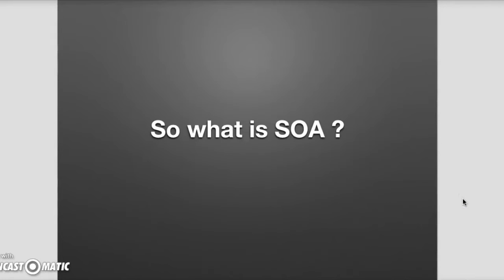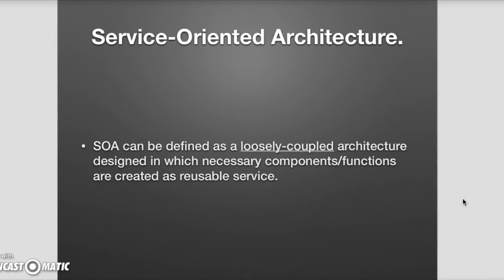If one asks two people to define SOA, one is likely to receive two very different and possibly conflicting answers. Some say that SOA is an IT infrastructure for business enablement, while others perceive that it's increasing the efficiency of IT. Basically, SOA can be defined as a loosely coupled architecture design in which necessary component functions are created as reusable services.